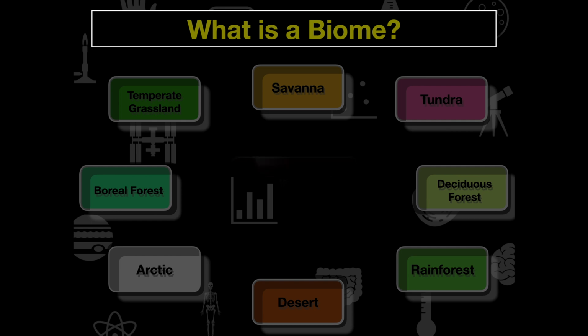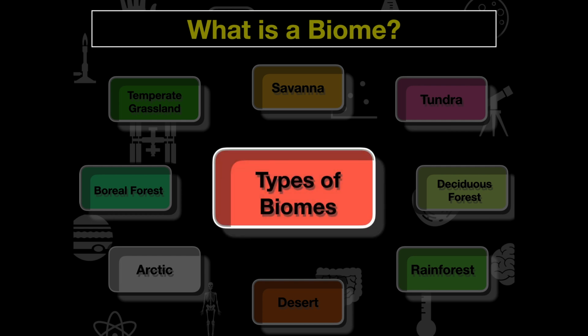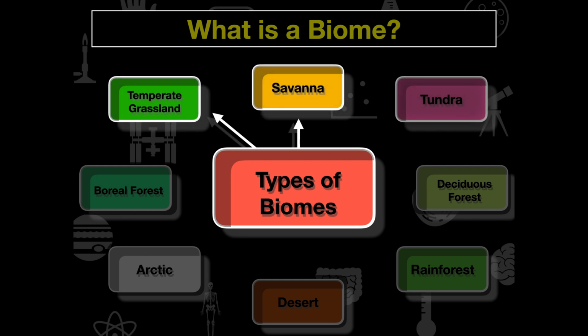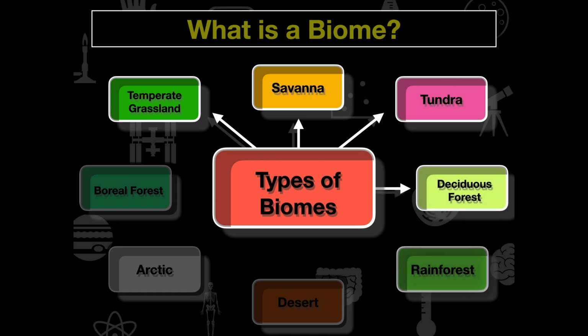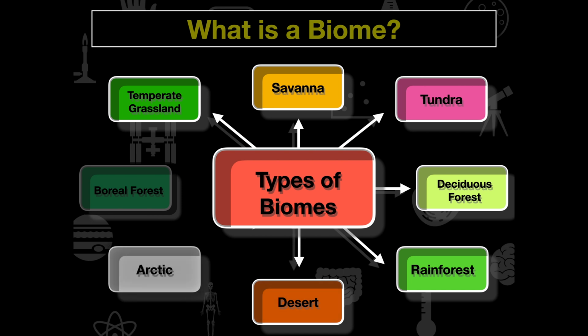So what is a biome? Well, a biome is going to be one of these eight types here. We're going to see temperate grasslands, savannas, tundras, deciduous forests, rainforests, deserts, Arctic, and boreal forests here. And all of these are dependent upon where they are in relationship to the equator, and the amount of rainfall that they get.